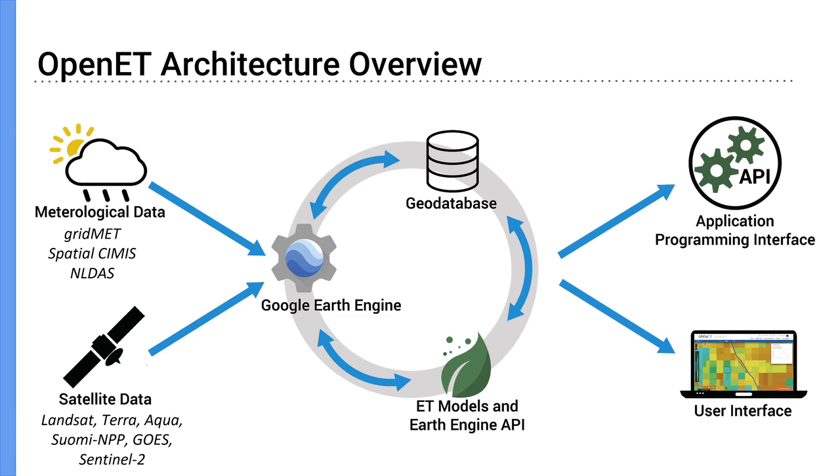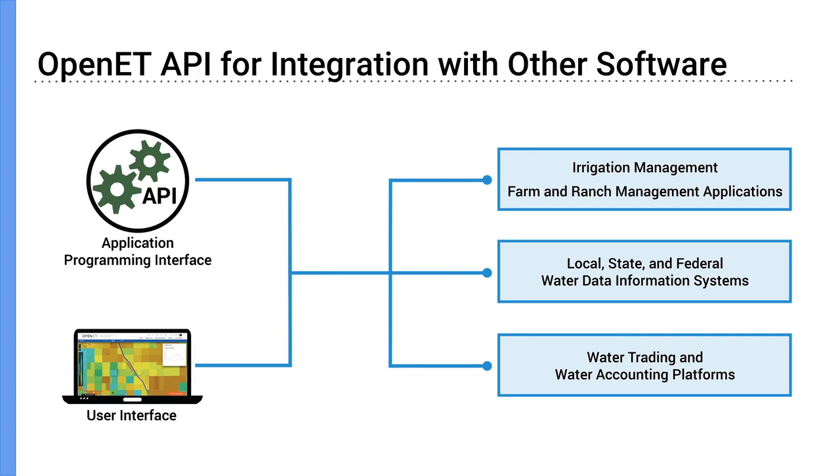or API. The API allows for automated retrieval of data from OpenET to facilitate integration with other software systems, including irrigation scheduling software tools, farm and ranch management software applications, local, state, and federal water data information systems, and water trading and accounting platforms. We recognize that for many applications, ET data is most powerful when it is combined with other sources of information, and this is especially true for irrigation management. Irrigators have to account for other factors including fertilizer and pesticide management, harvest dates, and coordination of activities across dozens of fields or irrigation blocks.